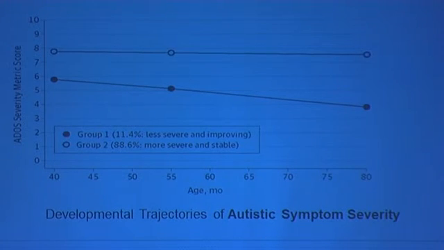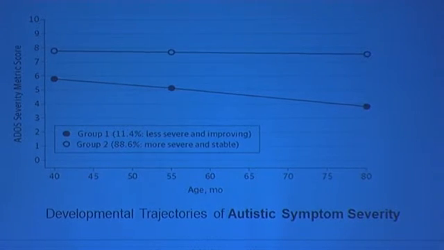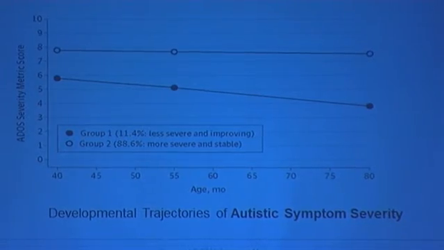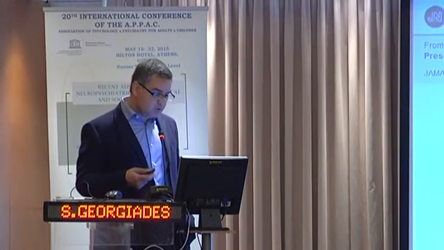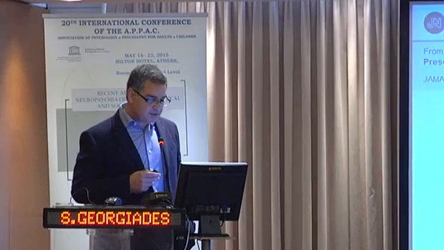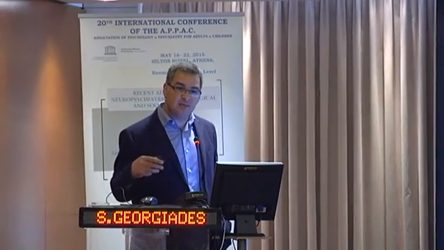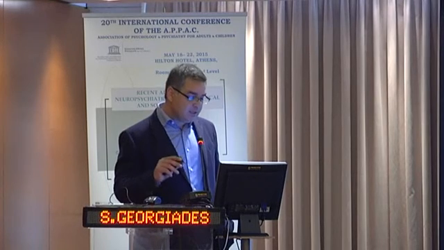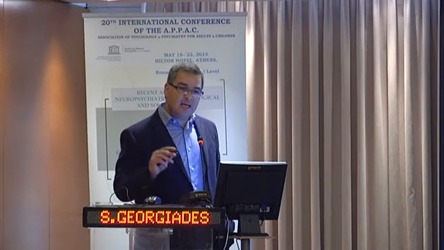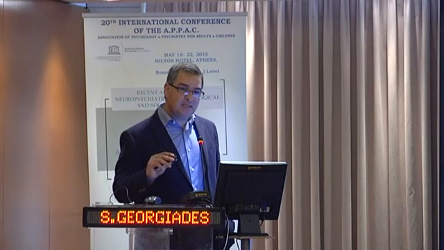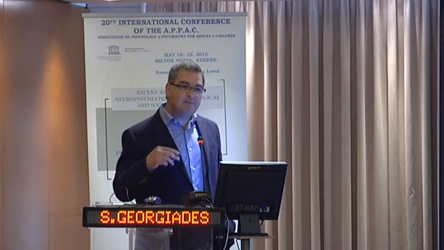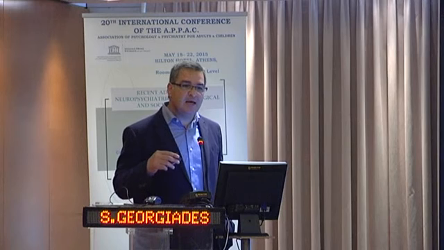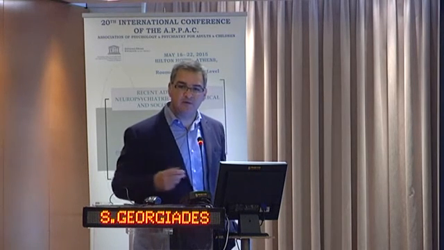So if you track the developmental trajectories of these kids in terms of their diagnostic autistic symptoms, you get a very simple picture with two trajectories. The majority of kids, close to 90%, are in the top trajectory, which is the more severe and stable. But you also see a subgroup of kids, close to 12%, that has lower severity at diagnosis and then improves by age 6. Some researchers have talked about this subgroup of kids using terms like optimal outcome. Maybe you've heard the term.